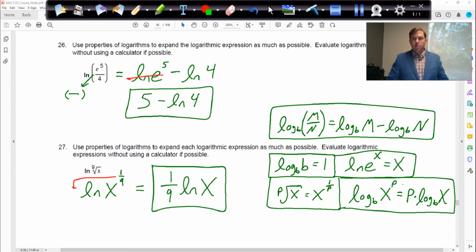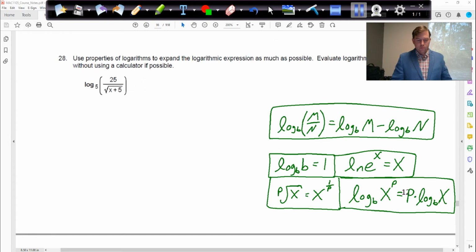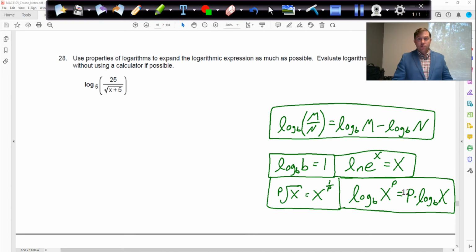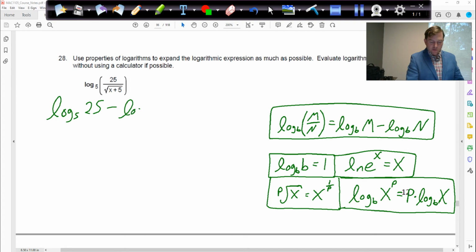So a lot of these problems just take a few steps, but you have to know all the different rules that apply to logarithms, which we have provided in the equation sheet. Okay, 28. We have log base 5, and we have something divided by something else. So the first thing we're going to do is split this into log base 5 of whatever's on top, minus log base 5 of whatever's on the bottom.